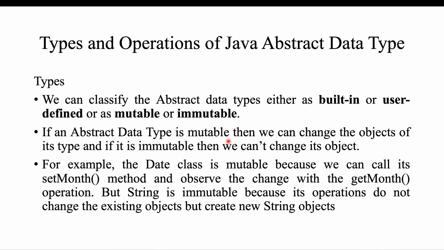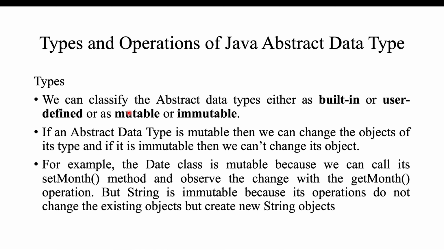Okay, so talking about the types and operations of Java abstract data types, now we can classify the abstract data types either as built-in or user defined, or as mutable or immutable. Sometimes we can create these abstract data types, sometimes we get built-in packages in Java regarding these abstract data types, and we can also categorize them as mutable and immutable. Now an abstract data type is mutable when we can change the objects of its type, and if it is immutable we cannot change its object.